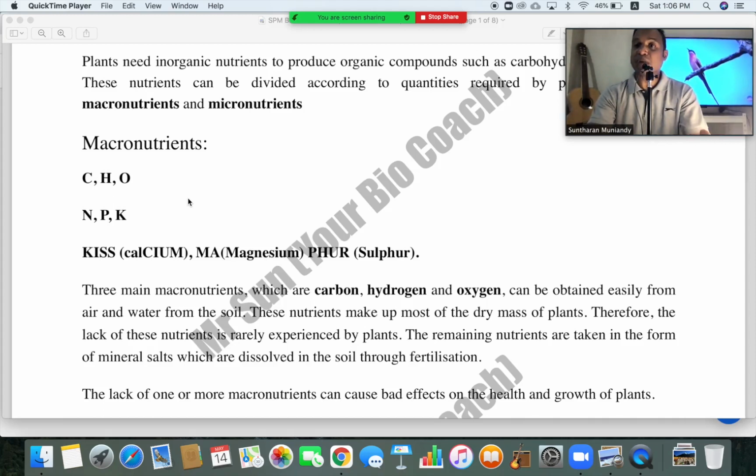So we are looking at macronutrients. It's very easy to remember: CHO, NPK, KSSM. Now KSSM, it's not a bad word here. Kiss in Bahasa Melayu is cium, so we can call that calcium. Ma is magnesium. I didn't use the actual Mg2+, I used Ma because I want to create a kind of formula for you to remember the macronutrients easily. Ma is magnesium and S is sulfur. So CHO, NPK, KSSM. These are the macronutrients that the plant needs in large quantity.